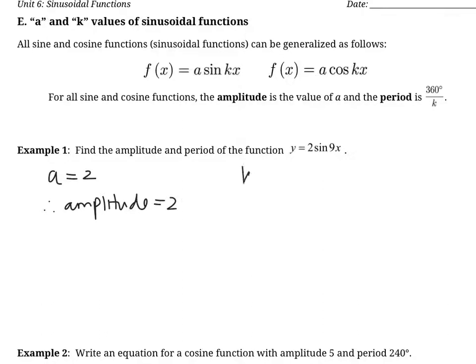And if our K value is 9, we know that this is going to result in a horizontal compression. What that means is our period is going to go from 360 to 360 divided by 9, which is 40 degrees. So now this cycle is going to be squished into 40 degrees rather than stretch out over 360.